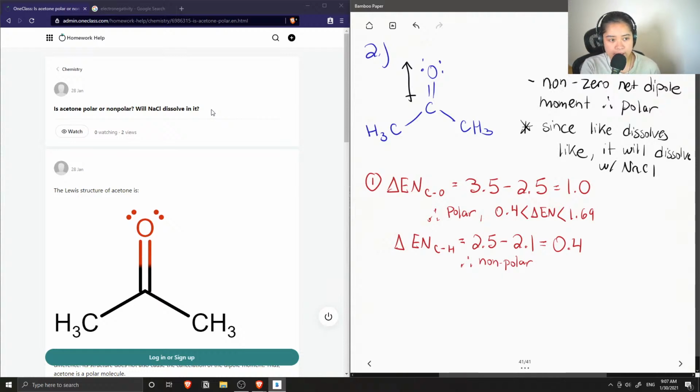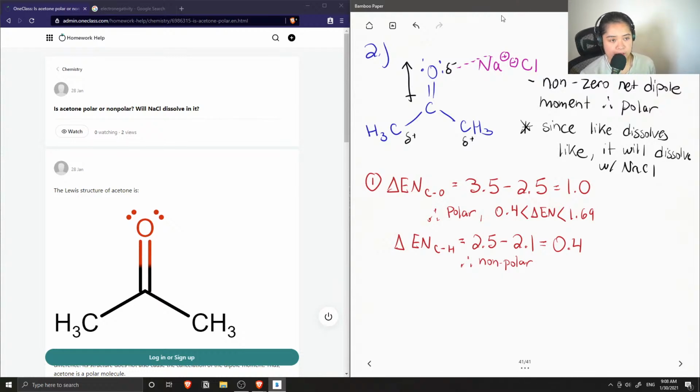Okay, so we can kind of sketch out what this looks like. So because the oxygen is more electronegative, it makes acetone have partially positive and partially negative sides. So if we had a sodium chloride salt, we know that an ionic bond is formed between the sodium and the chlorine. But this positive sodium ion can be attracted to the partially negative oxygen on our acetone, and this is how they can dissolve together.